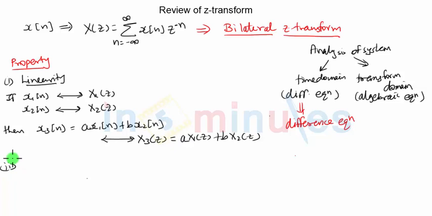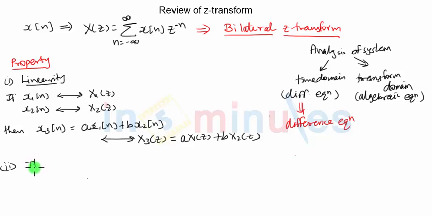This tells us that the Z transform is linear in nature and hence it can only be applied to linear systems. I cannot apply Z transform to non-linear systems. And for the same reason, whenever we use Z transform for the analysis of discrete time systems, we have to assume that the systems are linear in nature, which is possible for most of the practical systems which fall under the scope of our discussion.